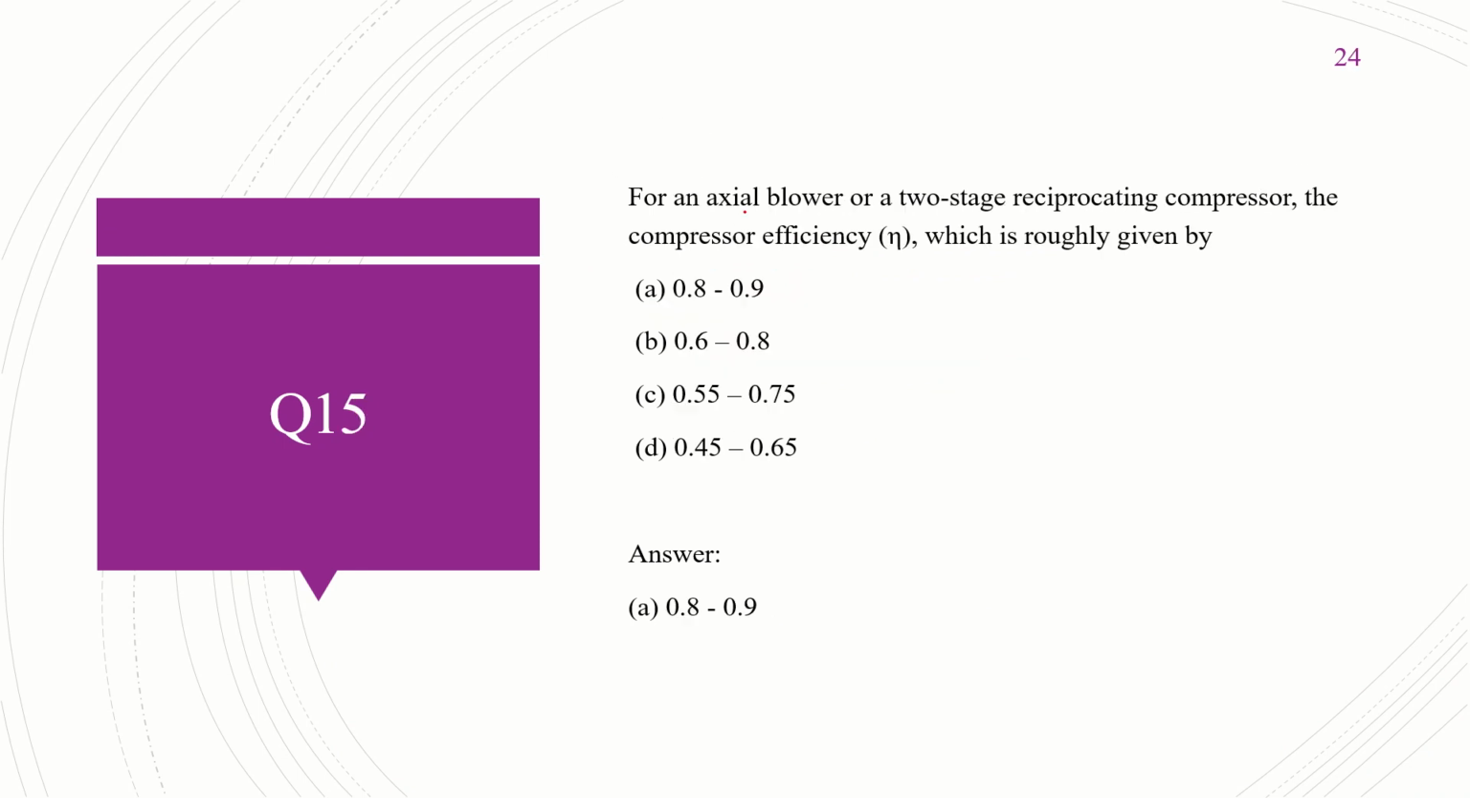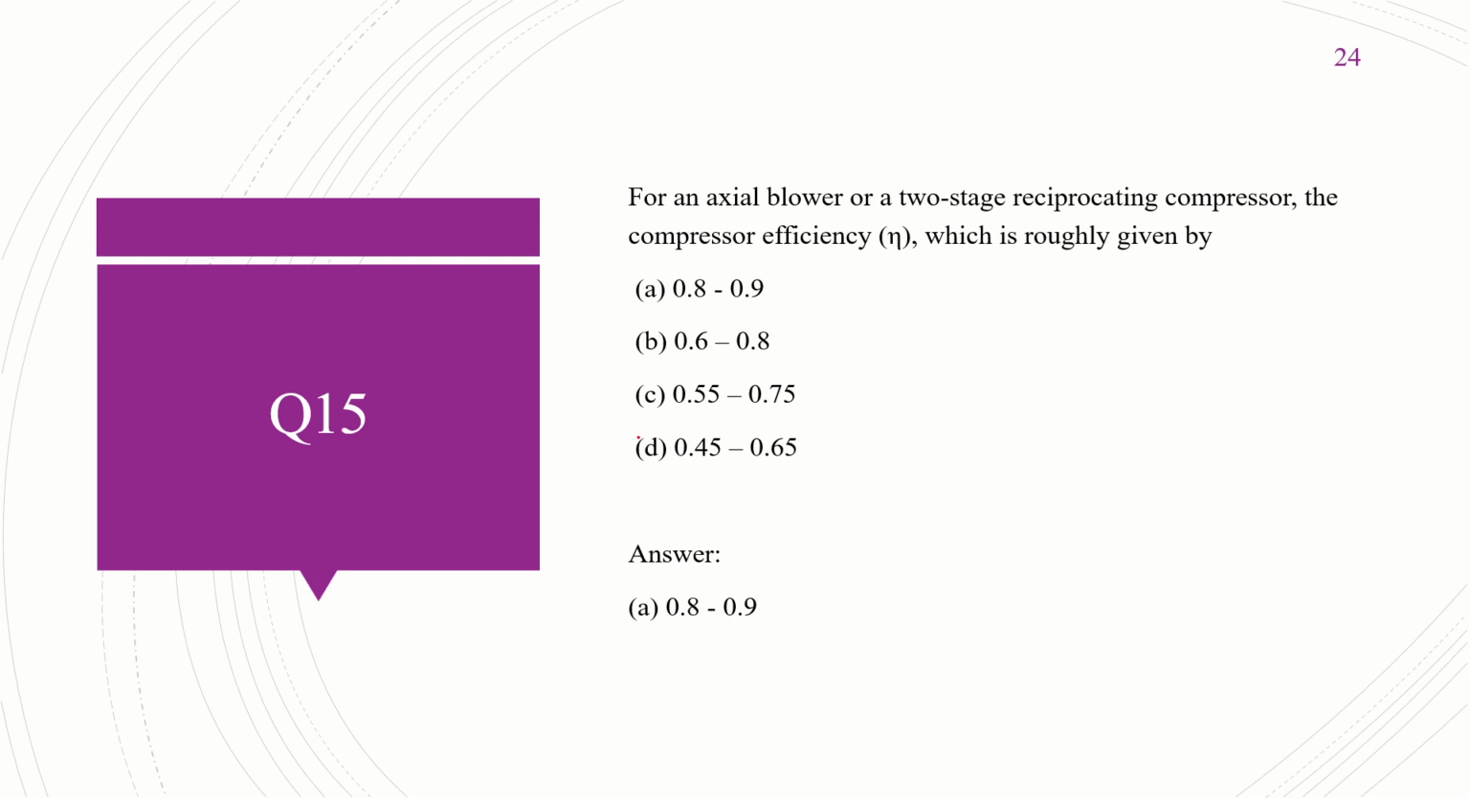For an axial blower or a two-stage reciprocating compressor, the compressor efficiency is roughly given by 0.8 to 0.9, option A. Option B, it is 0.6 to 0.8. Option C, it is 0.55 to 0.75. Option D, it is 0.45 to 0.65.